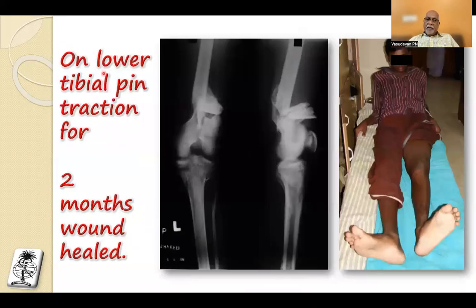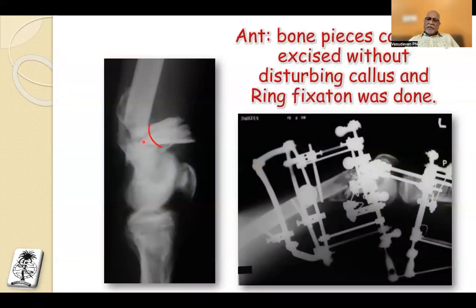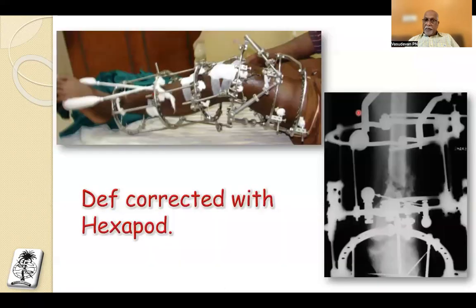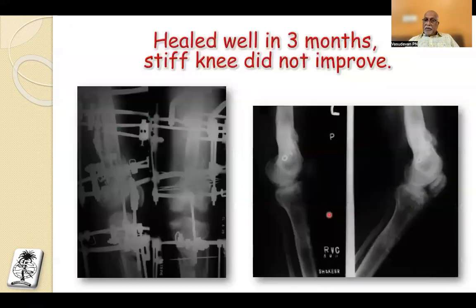He was treated by lower tibial pin traction for 2 months, and you can see a good amount of callus forming there. He came to me, so I just carefully resected that part and put a ring fixator. I didn't correct the deformity at once and used the hexapod to slowly correct it, without disturbing the callus. I got the correction. So this is how the callus is, and this is how it has healed.